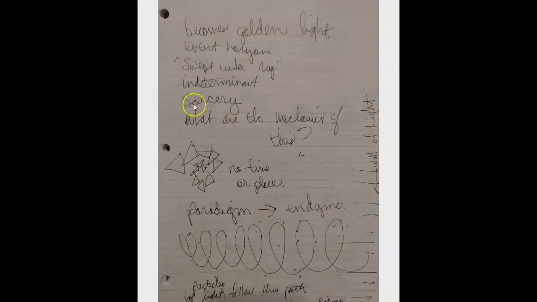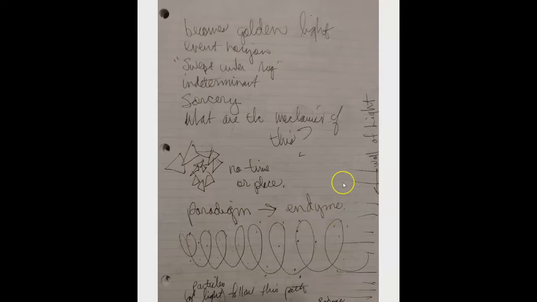But we get to sorcery or magic, or, you know, what are the mechanics of this? And we see again these triangles. And now they are not so ordered, they're in a spiral, they're more chaotic. No time or place. Got a paradigm and an ending paradigm, endime, sort of a play on words there. Spiral, particles follow this path, or particles of light. Radiance, the wall of light, so they're traveling in a spiral like this.